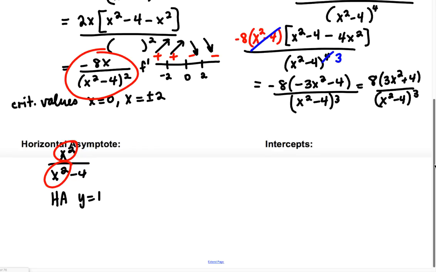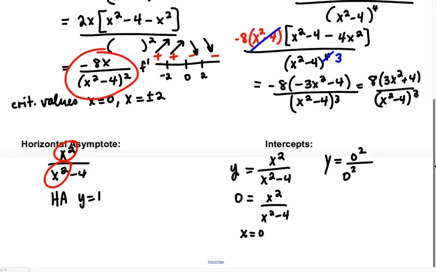Our intercepts. If I look at x squared over x squared minus 4 and I want to find an x-intercept, I plug in 0 for y. So I have 0 equals x squared over x squared minus 4. Do you see how the denominator doesn't matter? If I have a fraction equaling 0, it's only coming from the numerator. So x equals 0 is our x-intercept. That means y equals 0 is also an intercept. It's at 0, 0. If I plug in 0 for x, you can see that you'd get 0 squared over 0 squared minus 4, which is also 0.